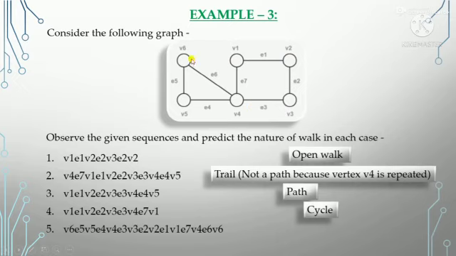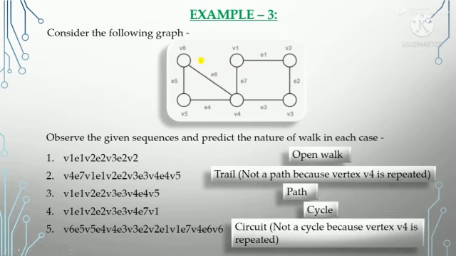Next one is V6, E5, V5, E4, V4, E3, V3, E2, V2, E1, V1, E7, V4, E6, V6. So what does it become? It becomes a circuit, not a cycle. Why? Because vertex V4 is repeated here, that is, a middle vertex of the walk. So it does not become a cycle. It becomes a circuit because the first and the last vertex are the same, and a vertex is repeated.